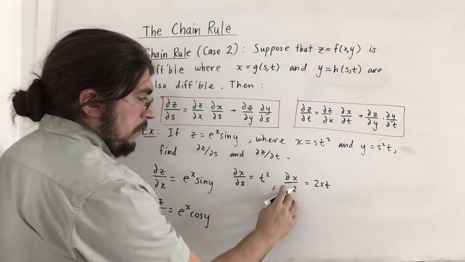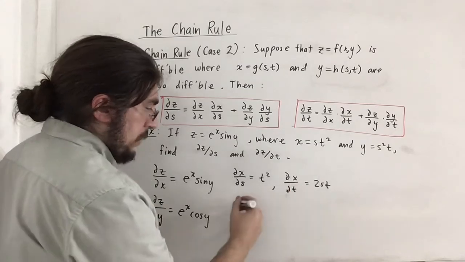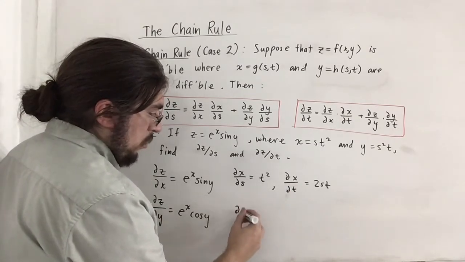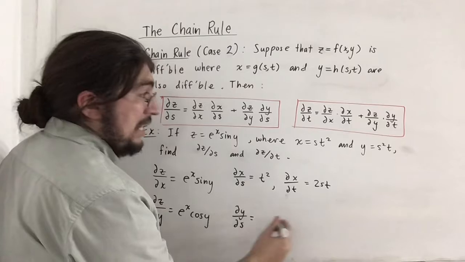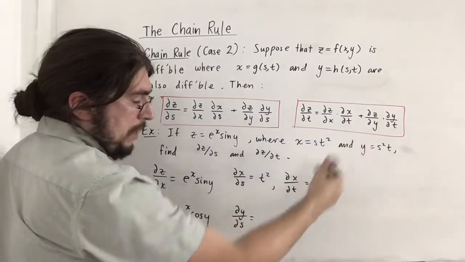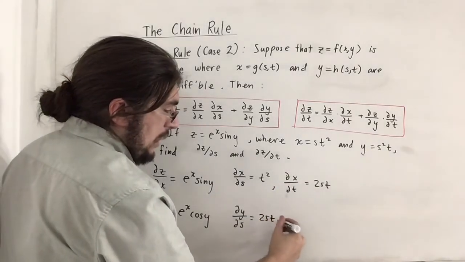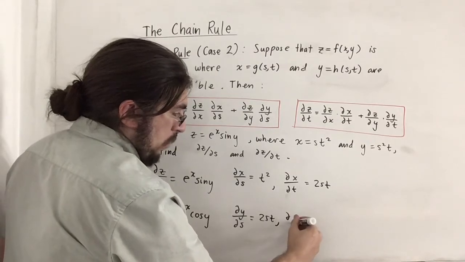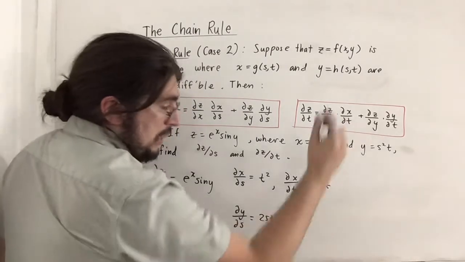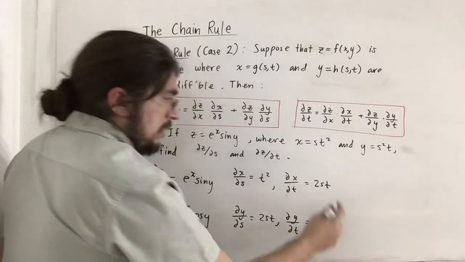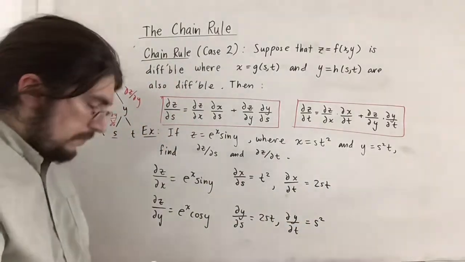And for partial y with respect to s and t respectively, let's see. Partial y with respect to s, we have the power rule here. So that's 2st, and then partial y partial t now. The t drops, so that just becomes s squared. So they're super similar looking.